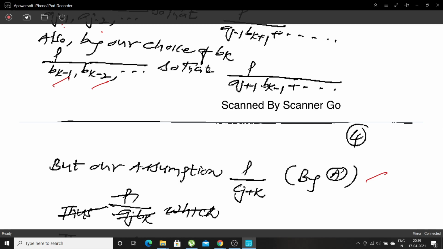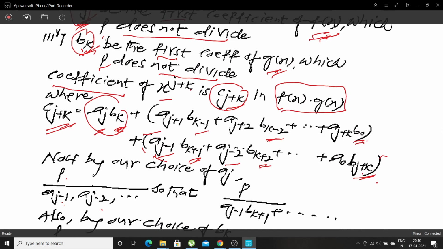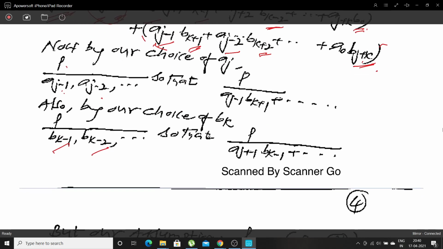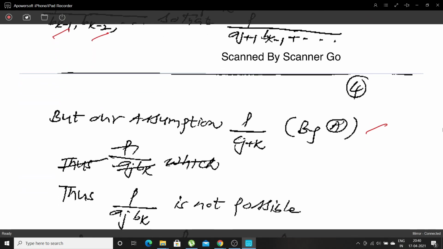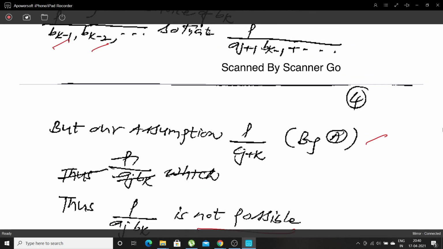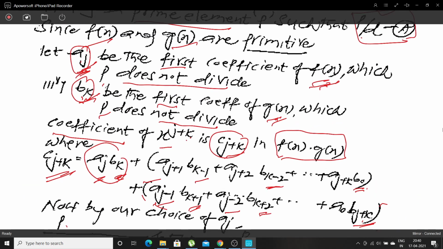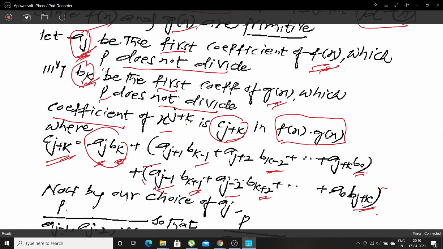P will divide D. What is D? D means the coefficient of x to the power j plus k, which is Cj plus k. Thus, P divides Aj minus Bk is not possible because Aj is the first coefficient of f of x which P does not divide, and Bk is the first coefficient of g of x which P does not divide.